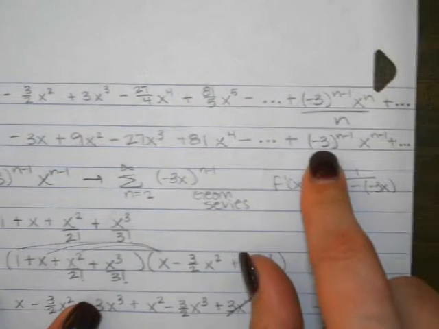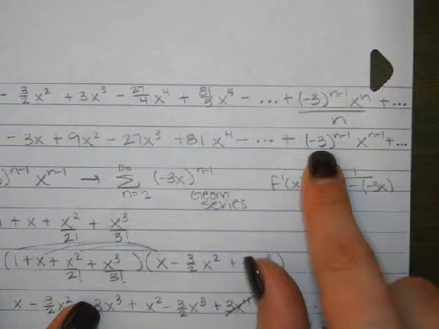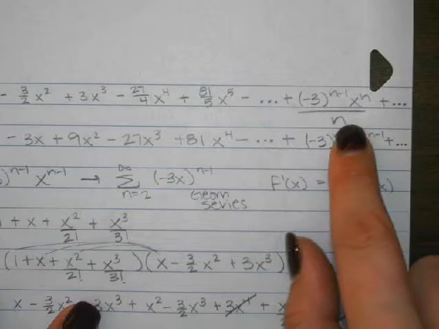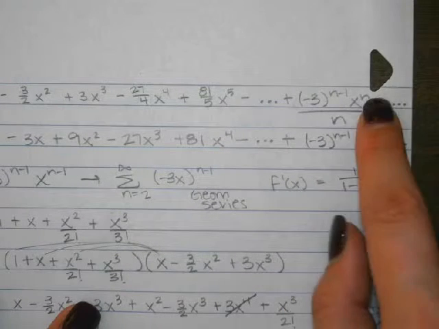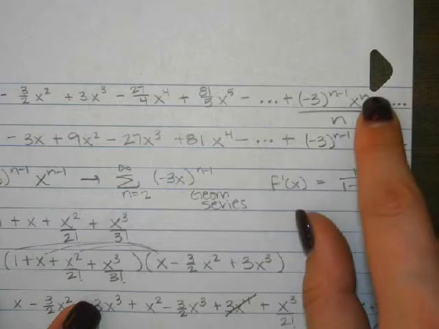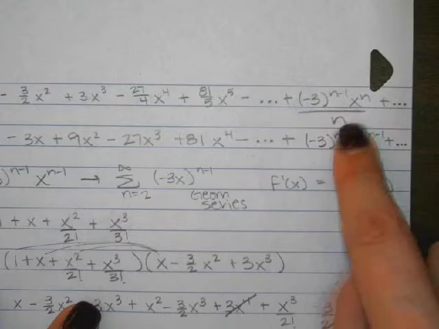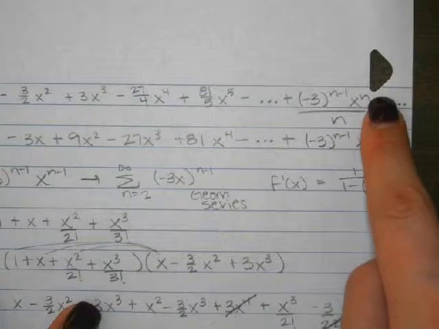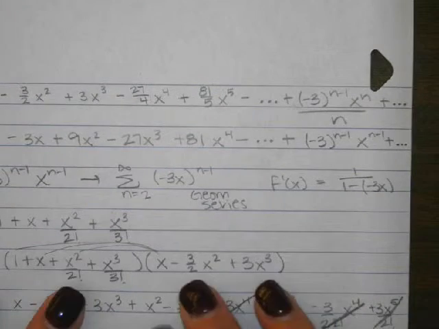And then your derivative would be negative 3 to the n minus 1 times x to the n minus 1. The reason there's no more n on the bottom is because with the derivative, you take the exponent and bring it to the front. So when you bring the n to the front, that n in the front and the n on the bottom cancel each other out. And then you drop that exponent by 1. So that's where the n minus 1 came from.